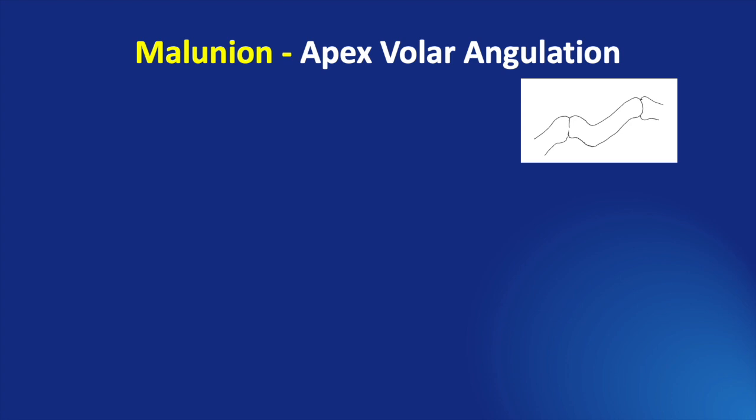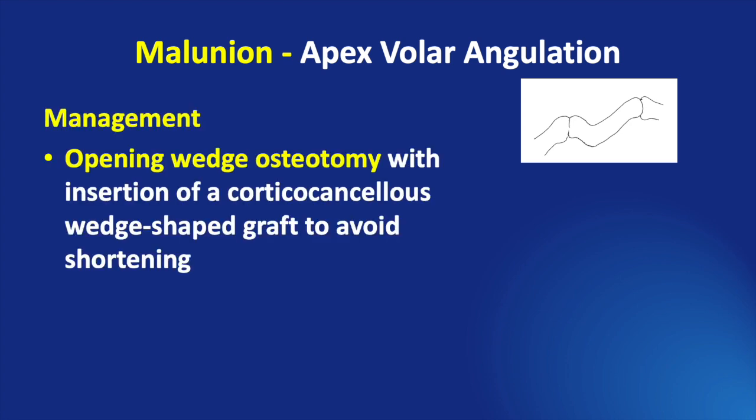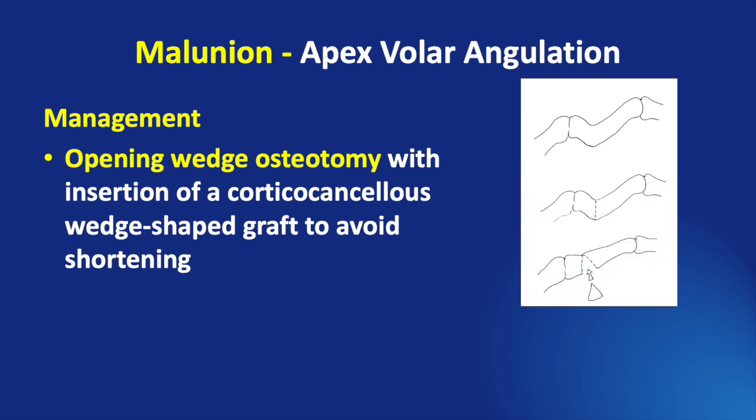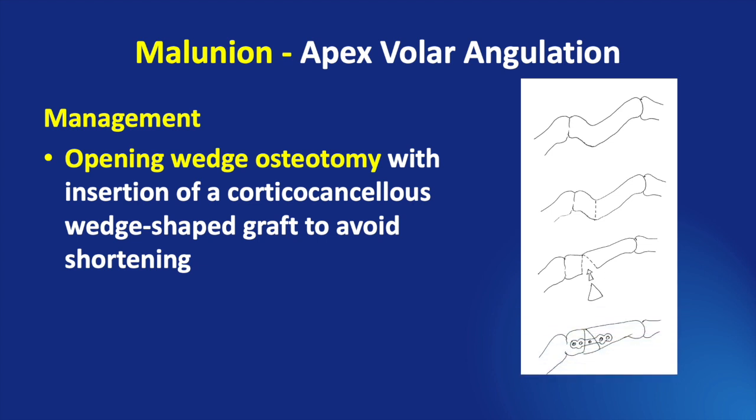For an apex volar angulation like this, an opening wedge osteotomy is made at the level of the malunion. It is opened up and a corticocancellous wedge-shaped graft is inserted to avoid shortening of the bone. Fixation is done with plate and screws.